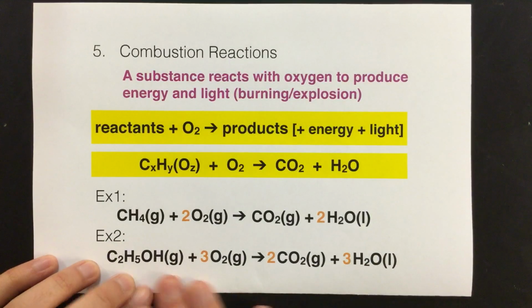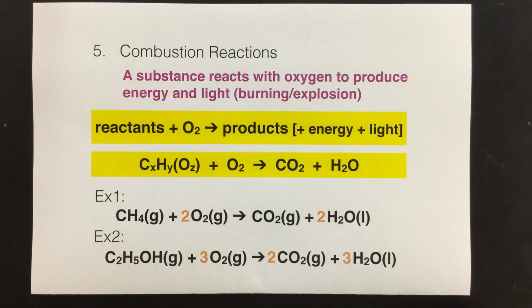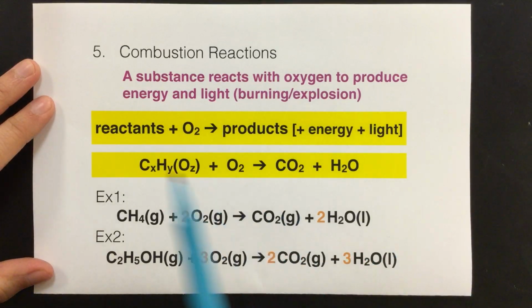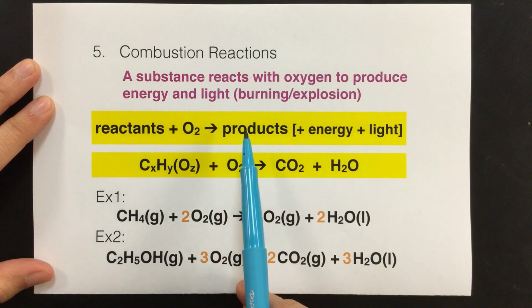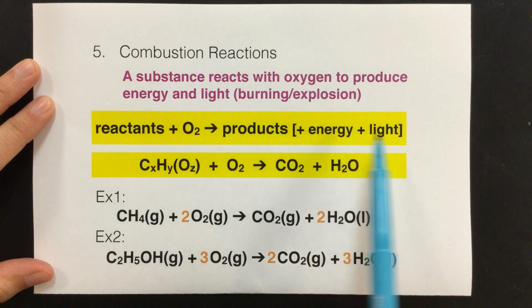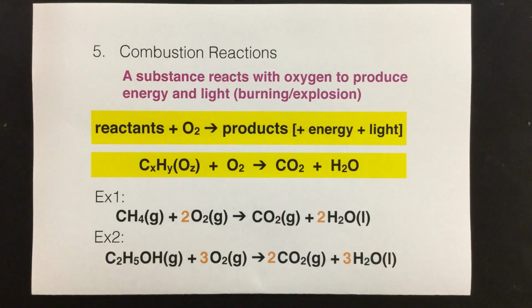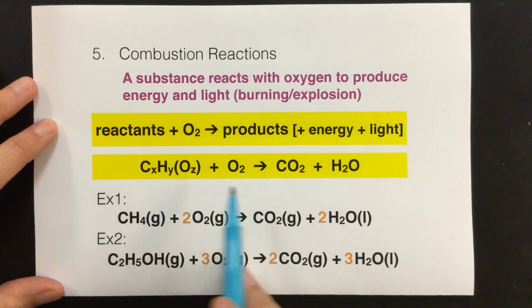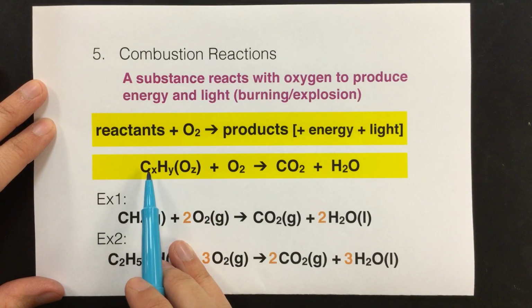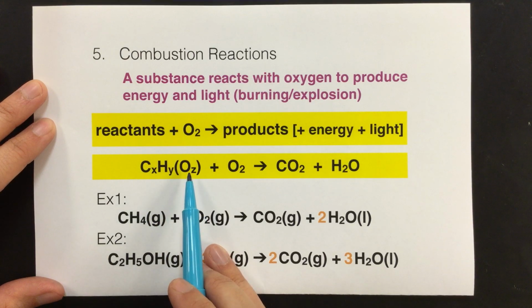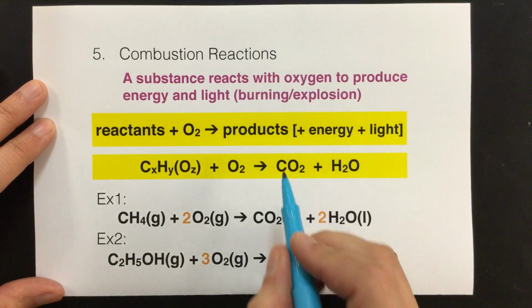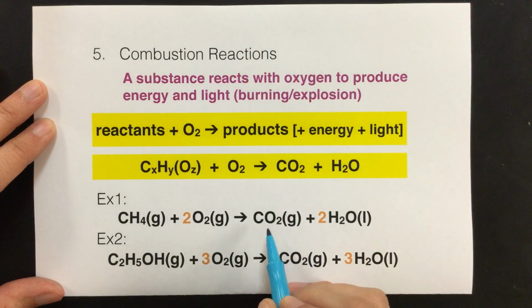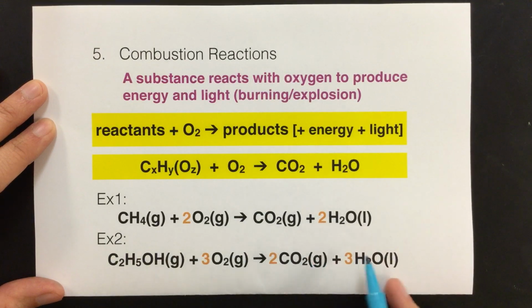the weird one that most people forget about, combustion reactions. This is when you have any reactants, really, reacting with oxygen. But the key here is that when you get your products, it also produces energy and light. So it's kind of some type of explosion or burning. The most common type that we'll see is the combustion of a hydrocarbon. So something that has carbons, hydrogens, maybe oxygen, reacting with oxygen. It will always form these two compounds, CO2 and H2O. Notice they appear in both the examples, CO2 and H2O.